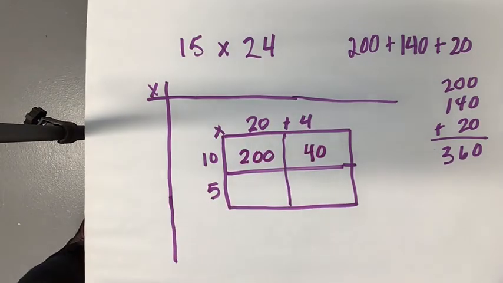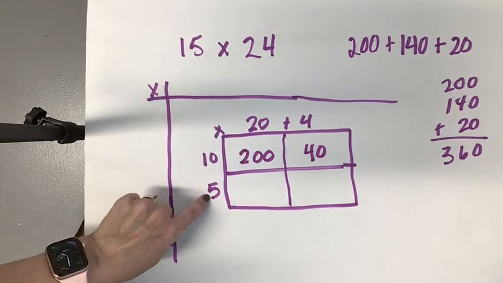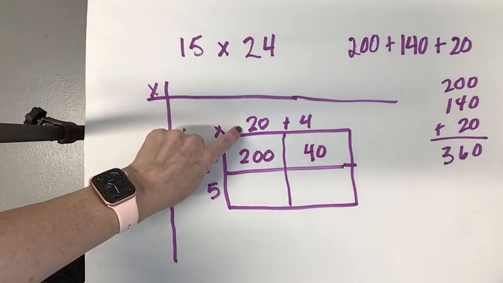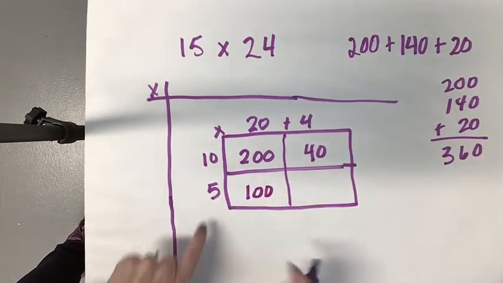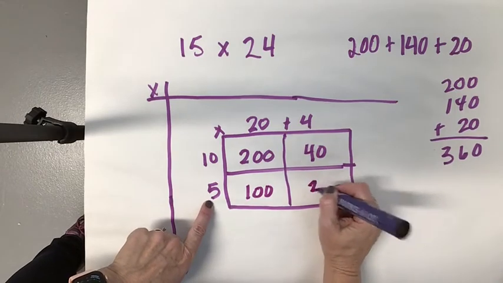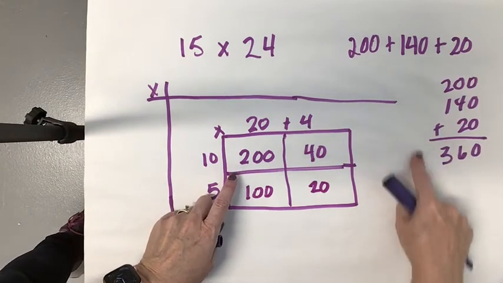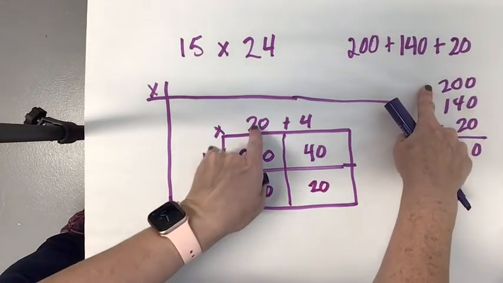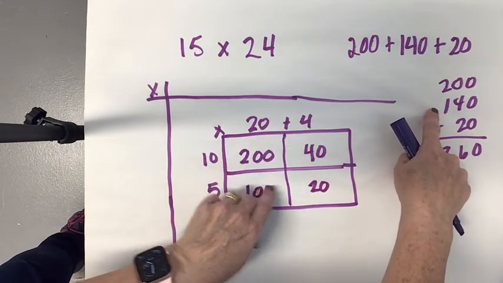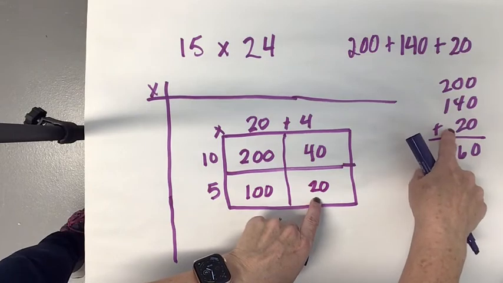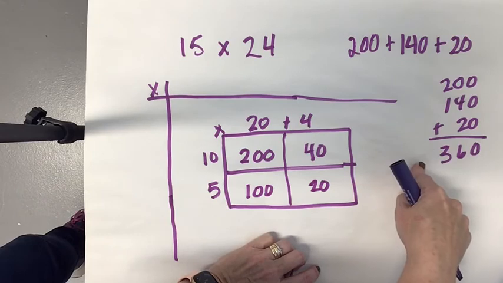5 times 20. What if I don't know that? Well, 2 tens times 5. Well, 5 times 2 is 10, and that's 10 tens. So 10 tens is 100. 5 times 4, there's my 20, and then I can add them together. And I need them to see this connection from when we built it. Here's when I multiplied this part of our model. Here's where I got all my tens when I multiplied this part of the model. Here's where I got my ones when I multiplied this part of the model. And if I added it all together, I would get the same answer.